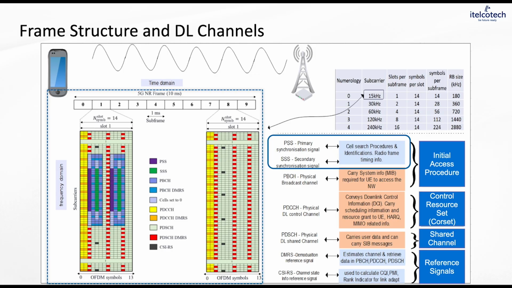We then have the physical broadcast channel, which carries the master information block. Now, the master information block provides the key parameters needed for user equipment to begin decoding the network, like what is the system bandwidth of the network, what is the system frame number, and so on and so forth.